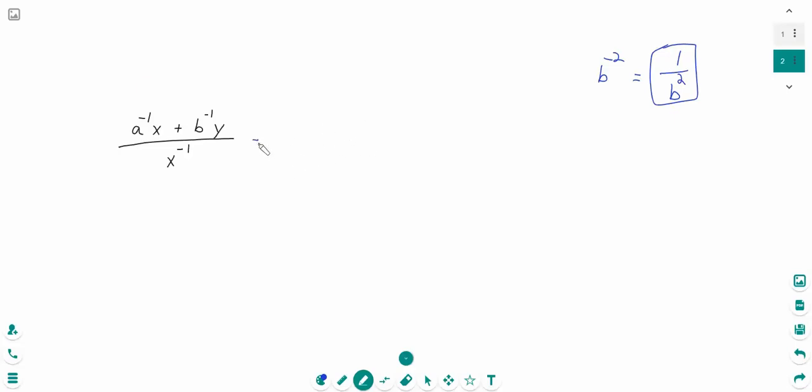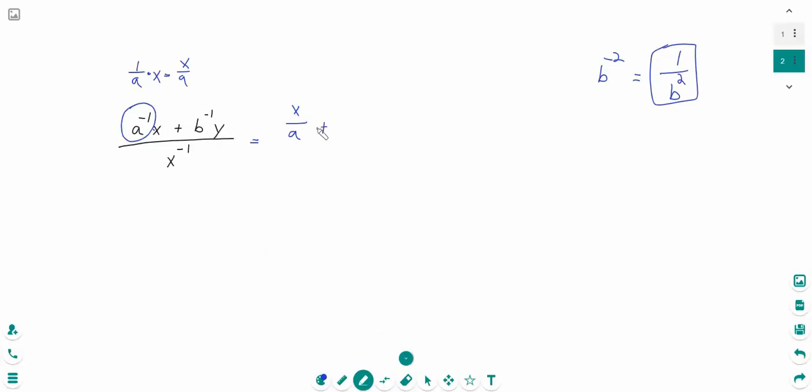And to do that, we're going to say a to the negative 1 is the same thing as 1 over a. Now this 1 over a is being multiplied by this x, right? So 1 over a times x is just going to be x over a, right? So I might even just rewrite this as an x over an a. Hopefully you can see that in your head.